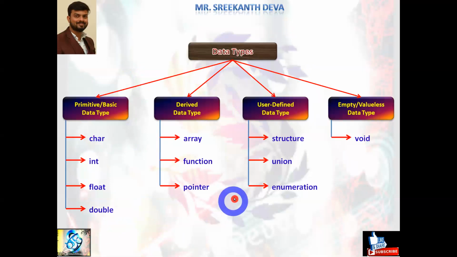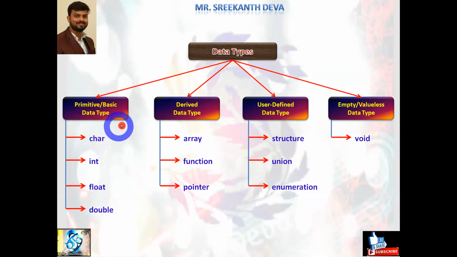In C language, data types can be classified or categorized into four different types: primitive or basic data types, derived data types, user defined data types, and another called empty data type or valueless.